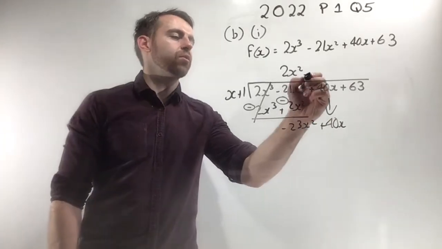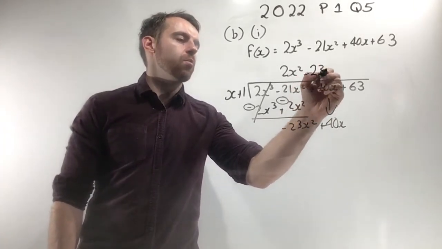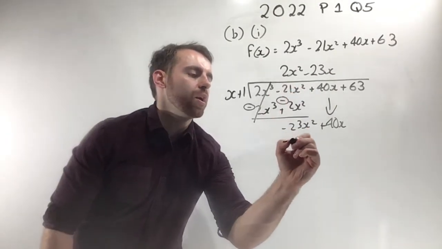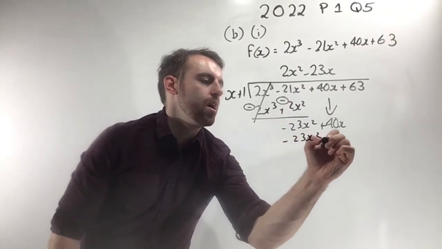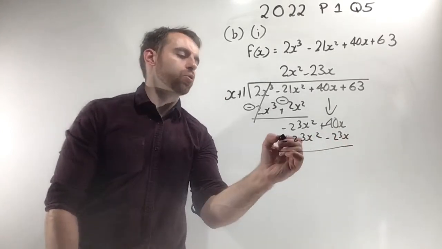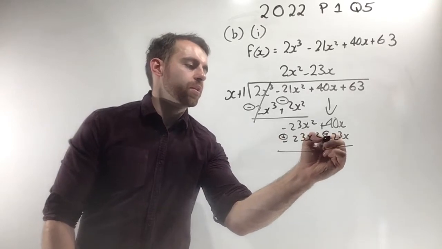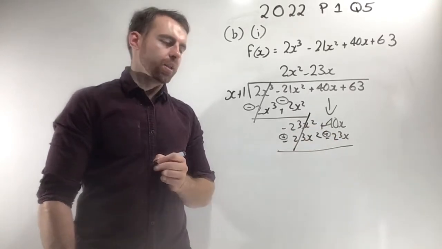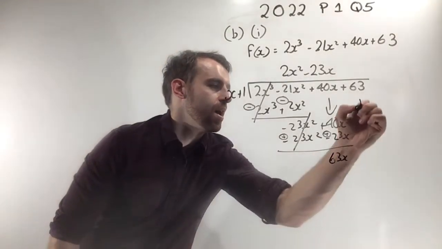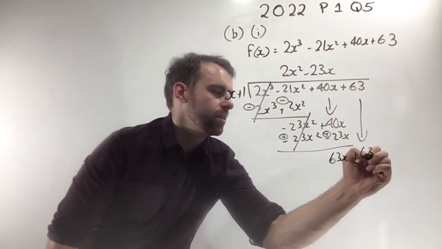X into minus 23x squared gives me minus 23x. Now we multiply this term by each of these, we get minus 23x squared, and we get minus 23x. And then I'm going to change my signs and subtract. So this becomes a plus, and this becomes a plus. My x squareds will cancel, and I have 40x plus 23x, which is 63x. And finally, I'll take down the last term, which is a 63.